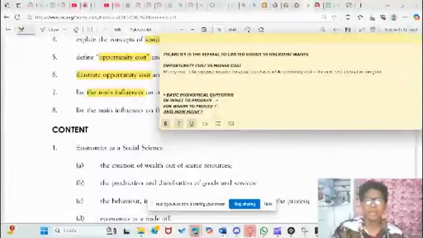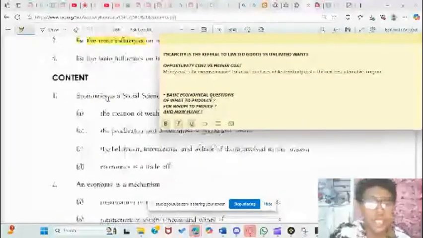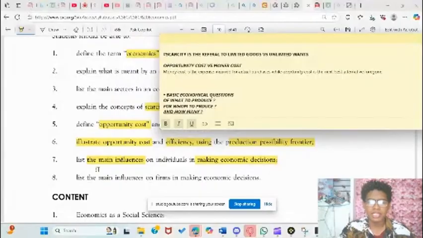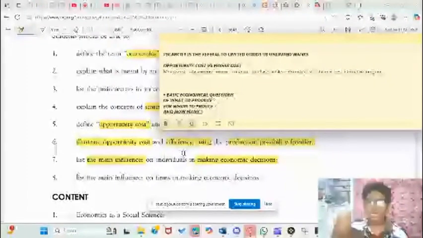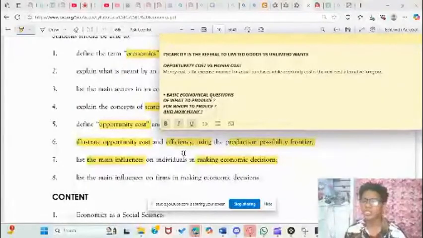It's the economical questions, and who are the influencers of the production process. As it says here in the question, list the main influences on individuals in making economical decisions. Whenever we're going to make economical decisions, we have the three basic economical questions of what to produce, for whom to produce, and how many to produce. So those are the basic economical questions.